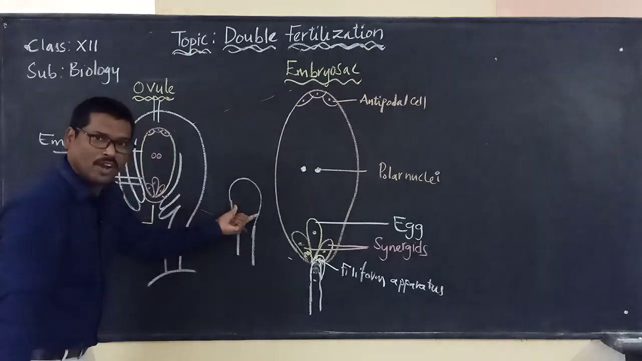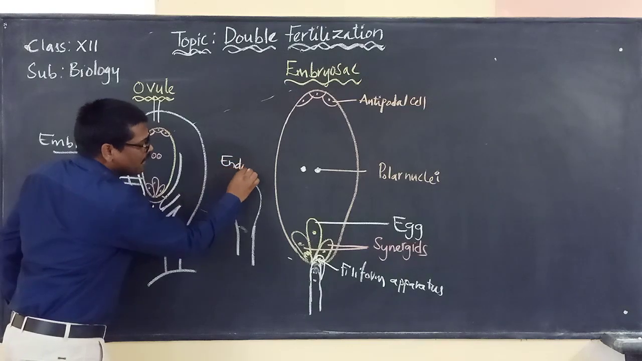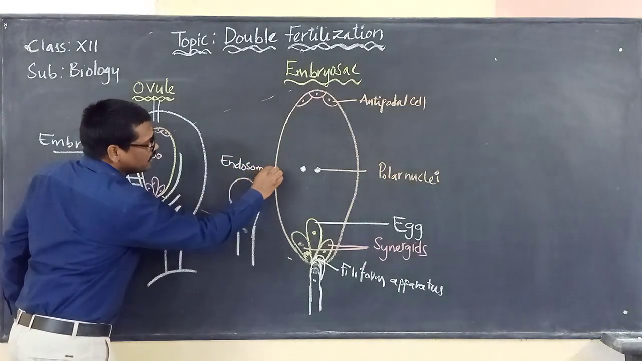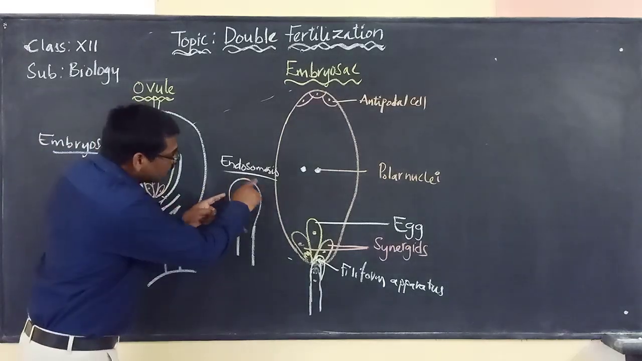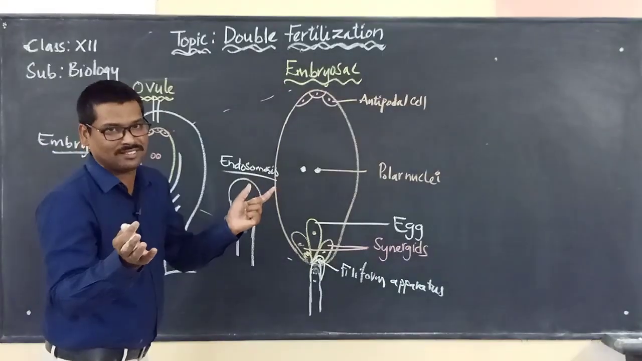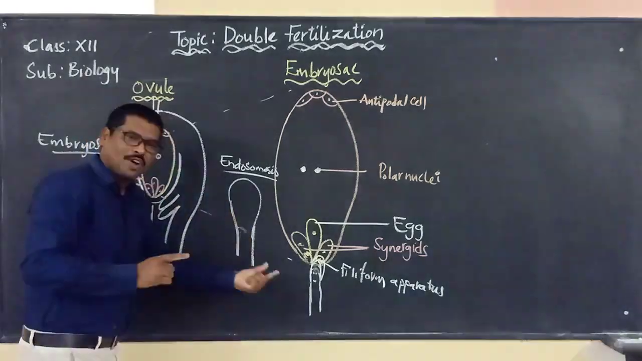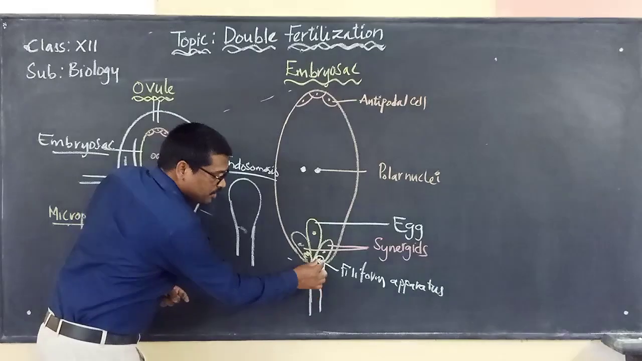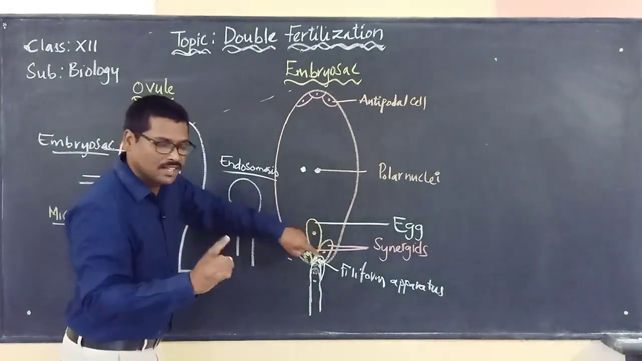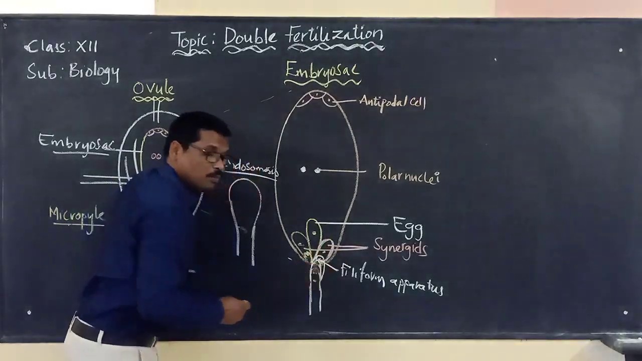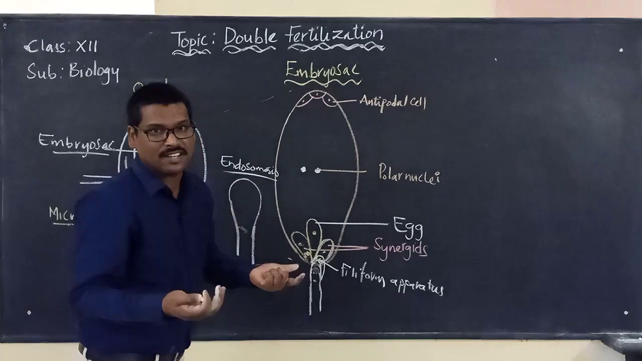Let us say this is the pollen tube. It is enlarged in size. Why? Because endosmosis is taking place, because of which this pollen tube will rupture. At the same time, as this pollen tube is entering into one of the synergids, this synergid will get degenerated. The synergid will start getting degenerated.